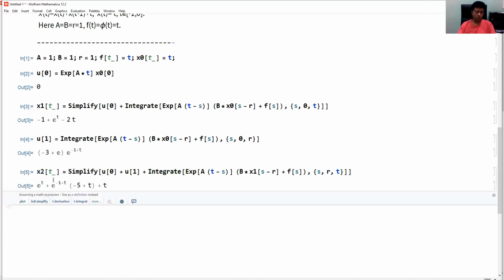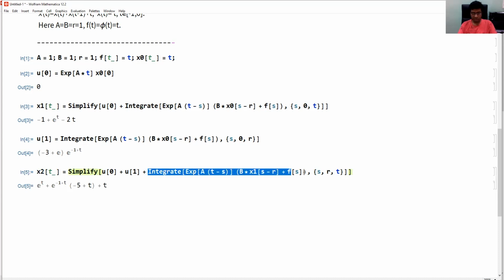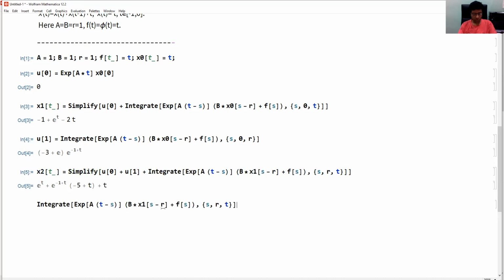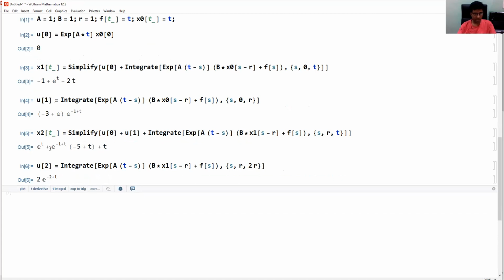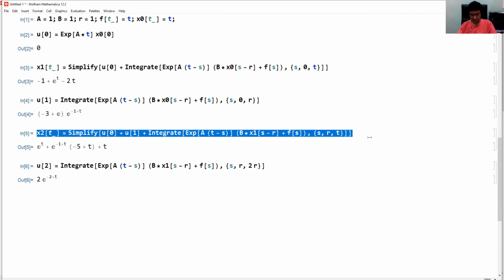So this is x2 of t. Now we need x3 of t. For that we need this integral, but the limits should be from r to 2r. So we call this u2. And now x3 of t, I'm copying and pasting this.